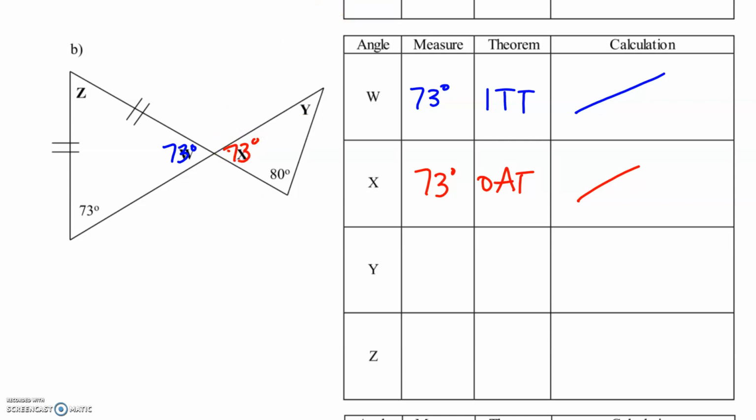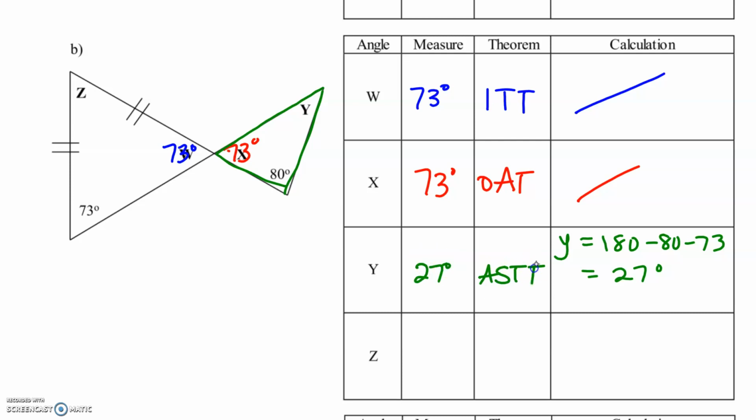All right, next is y. So I can get y because it's inside a triangle and I have the other two angles. So we know it'll be y equals, all three angles in a triangle add up to 180. So 180, subtract 80, subtract 73. And that gives 27 degrees. And so that is by ASTT.